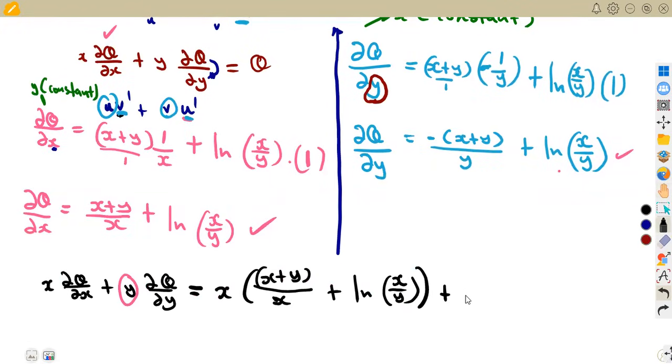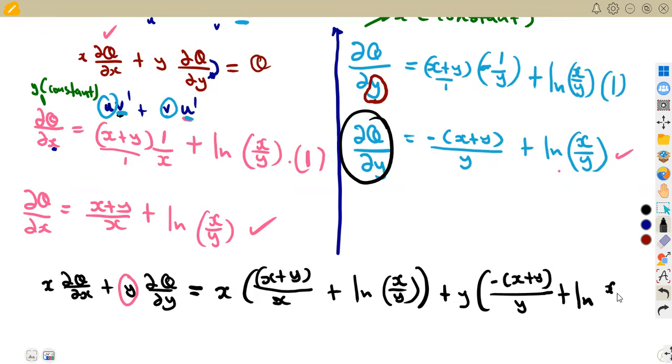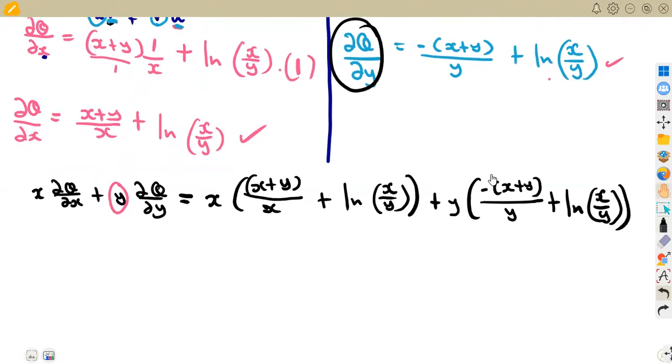All right. So this is going to be plus y times the derivative of q with respect to y. The derivative of q with respect to y is this one that we got, which is minus bracket x plus y like this, everything over y, plus the ln of x over y. This is what we got from this derivative. Okay. So we're going to simplify and see what we are going to have at the end.